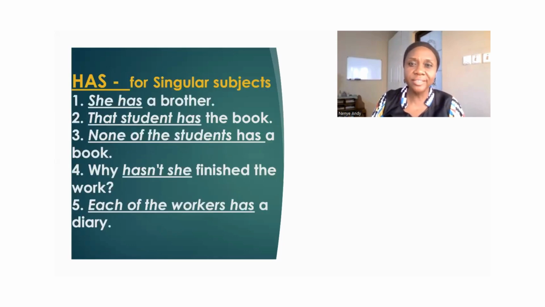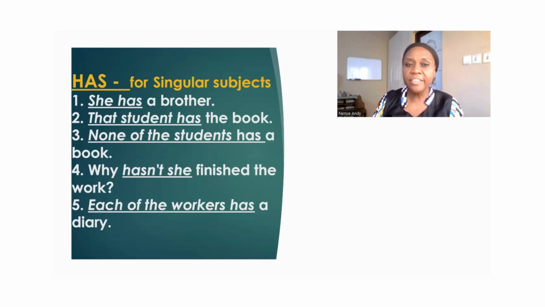Starting with has. Has is used for singular subjects, and that means when you're talking about one thing or one person. And for the word subject, which means what you're talking about or the person that performs the action, we already have a video where we treated subjects in general, how to recognize them and write them correctly. So you will get a link to this video posted below.